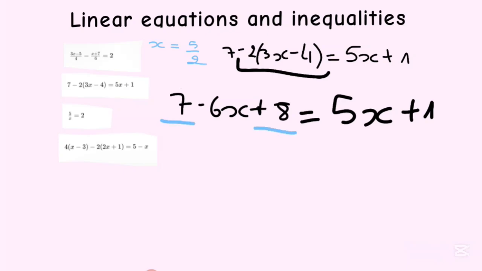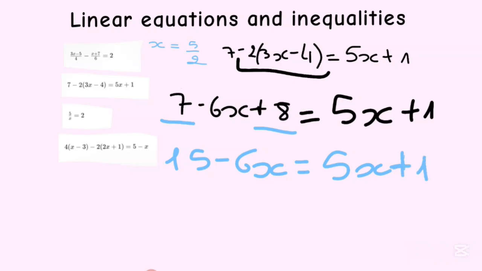Obviously, what you do now is add like terms. And if you do not know what like terms are, then check my description, because I probably will make videos about like terms for those of you who do not know like terms. So now 7 plus 8 is 15, minus 6x equals 5x plus 1.